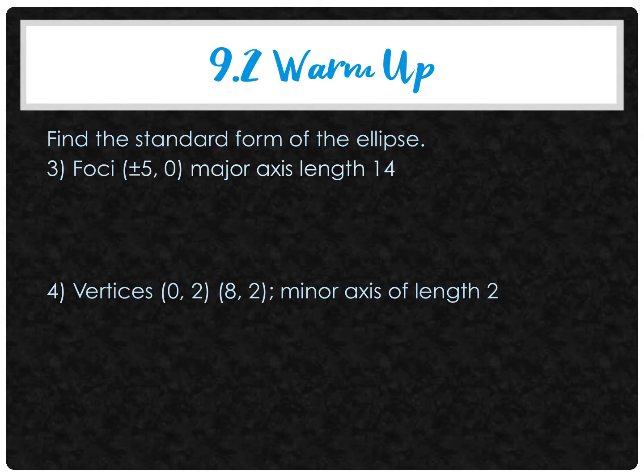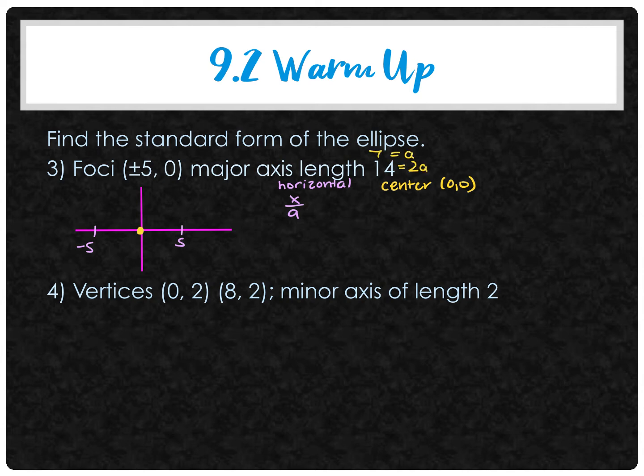All right, find the standard form of the ellipse. So again, we want to find our equation. The foci are plus and minus 5, 0. That means I'm moving right 5 and left 5. So now I know this is horizontal, which means the x gets the A. I know that the midpoint is (0, 0), so my center is (0, 0). And major axis length is 14, which means 2A equals 14 and A equals 7. Foci being 5 out from my center means C is 5.